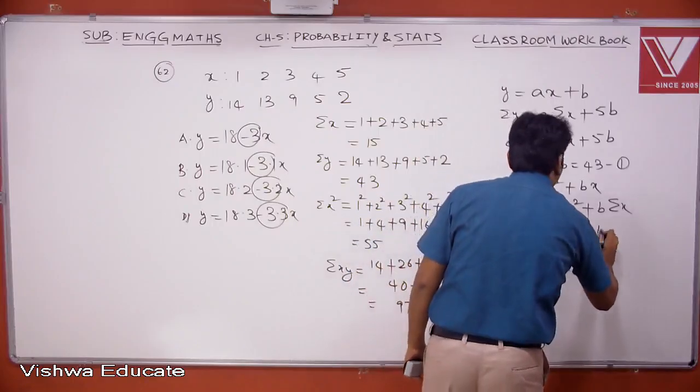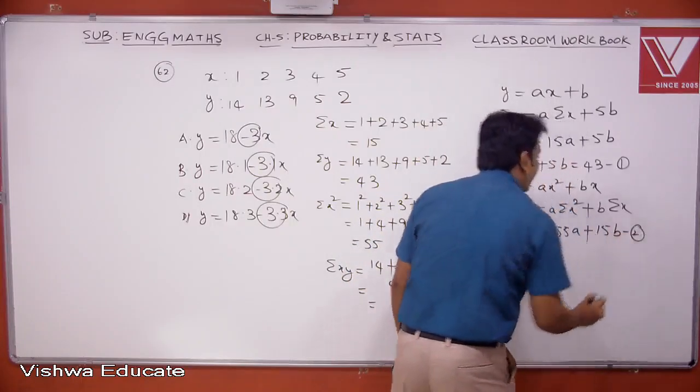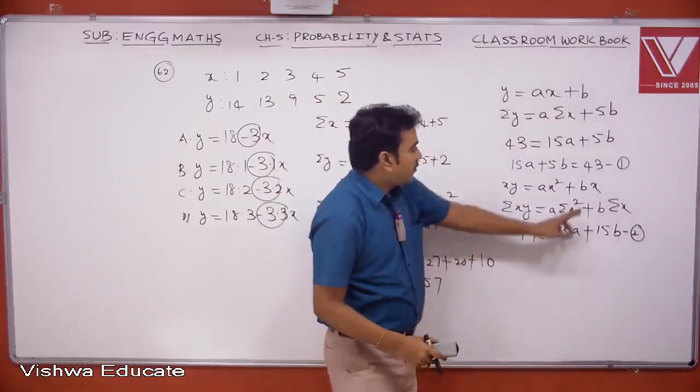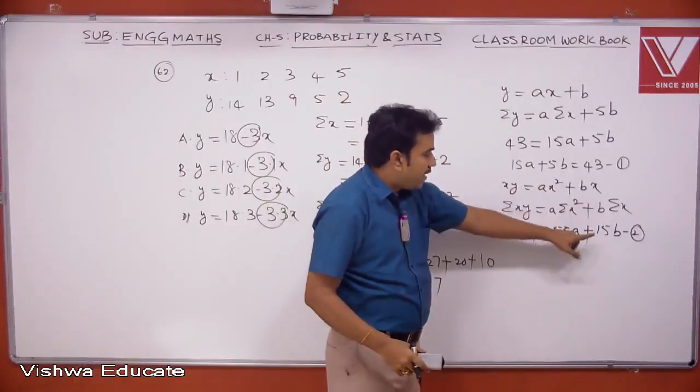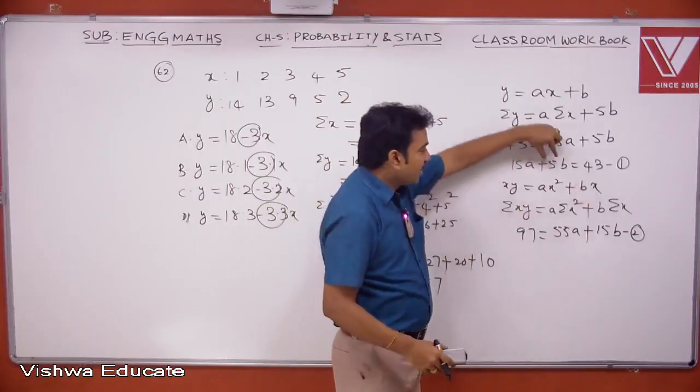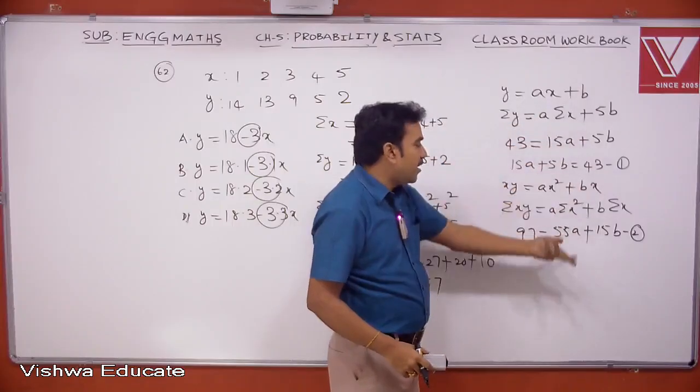So this is 15b. We call it equation 2. Now in equation 1, 5b is there. In equation 2, 15b is there. So you can multiply, and you can eliminate either b or a.